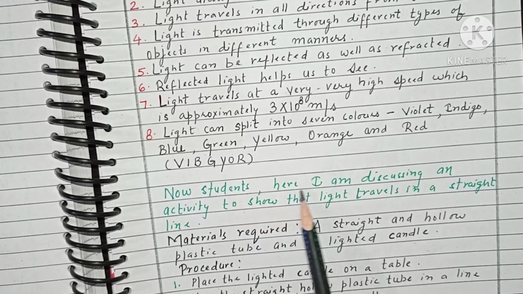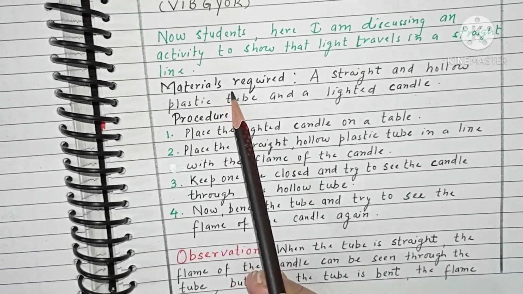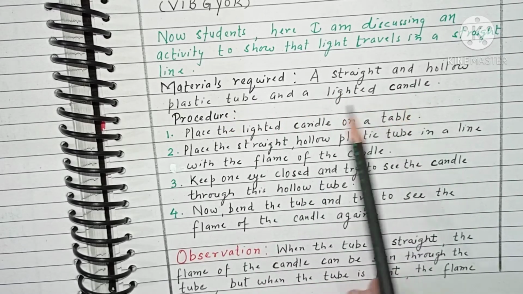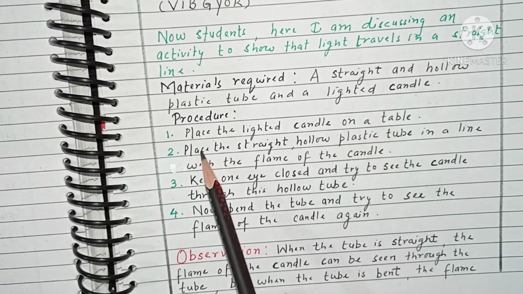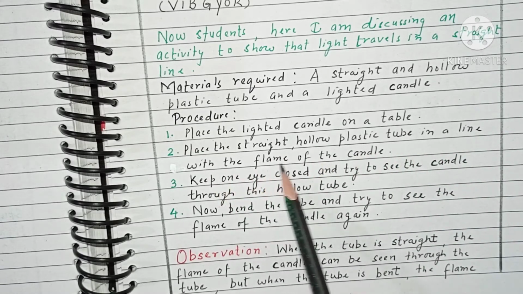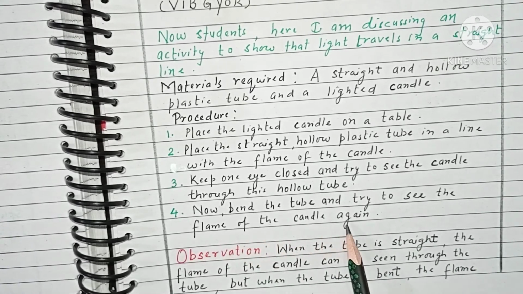Now, students, here I am discussing an activity to show that light travels in a straight line. The materials required for this activity are a straight and hollow plastic tube and a lighted candle. So the procedure is, number 1, place the lighted candle on a table. Now, place the straight hollow plastic tube in a line with the flame of the candle. Keep one eye closed and try to see the candle through this hollow tube. Now, bend the tube and try to see the flame of the candle again.